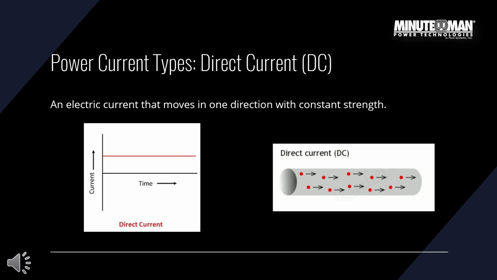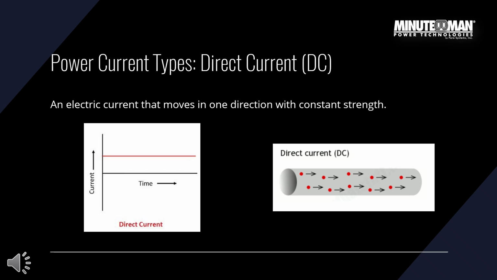Power current types. Direct current, DC, is a type of electrical current where electrons flow in one consistent direction from the negative terminal to the positive terminal of a power source. Unlike AC, the voltage and current in DC do not alternate, they remain steady over time.